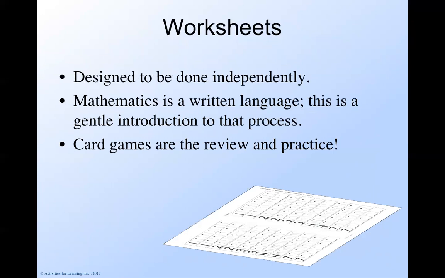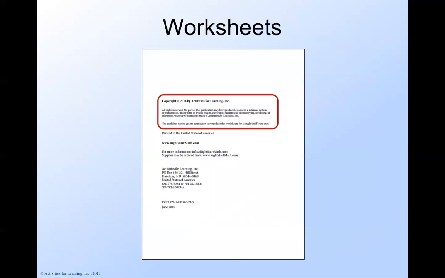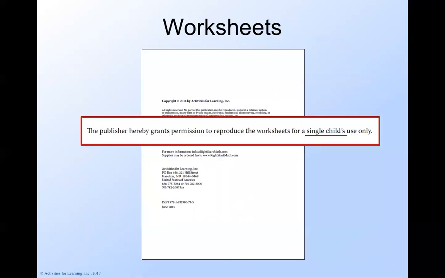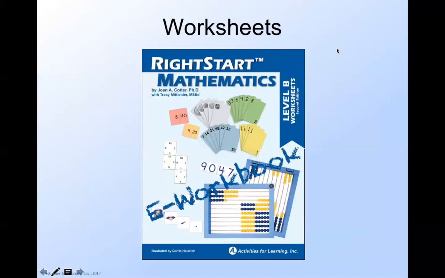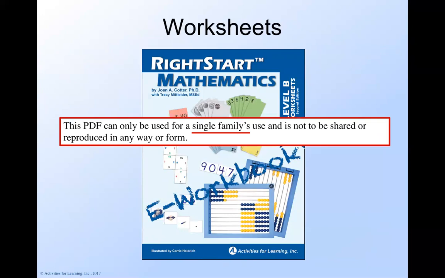What we're going to get the main review and practice is going to be in our card games. Another note about worksheets is you'll notice here on the copyright, the publisher hereby grants permission to reproduce the worksheets for a single child's use only. So if you happen to be using this for, say you have twins, for that second child, you'll need to go ahead and purchase an extra set of worksheets. Now, if you do have several children, it may actually be helpful to get the e-workbook. It's a little bit more, but you can print this for your whole family. So however many children you're going to use this for, then you can go ahead and use that for the whole household.